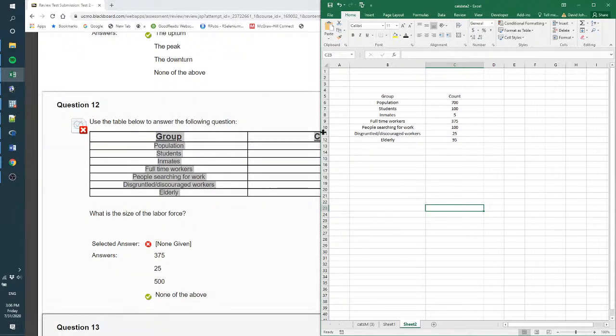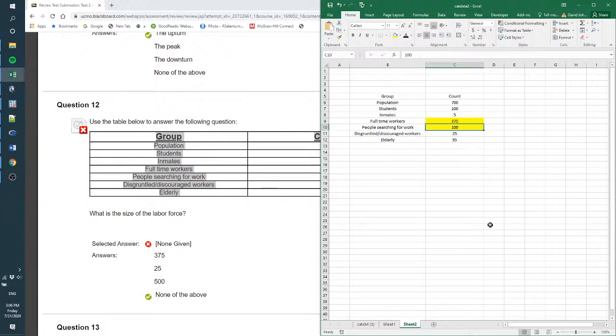All right, so what's going to be the size of our labor force? All right, so this one's tricky. Our labor force is made up of full-time workers. It's going to be this cell. And people searching for work. It's going to be this cell.